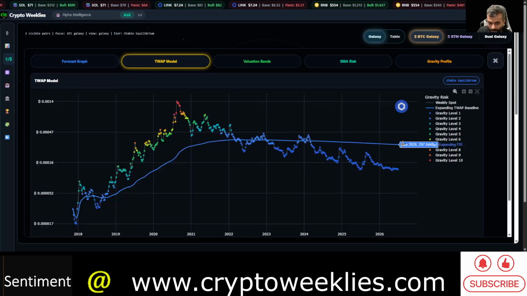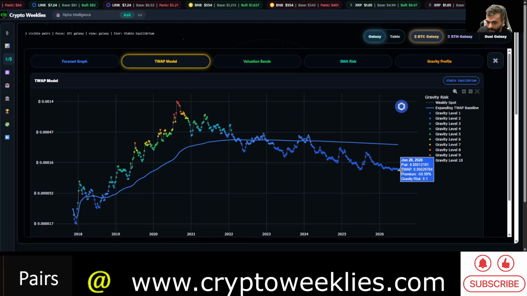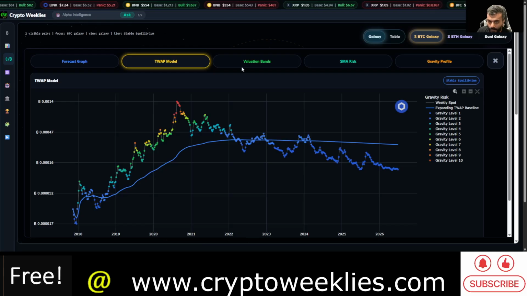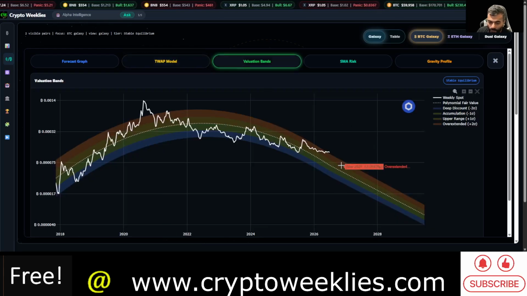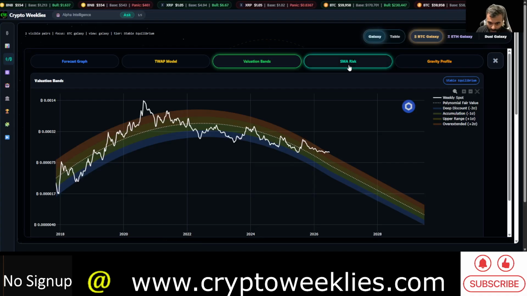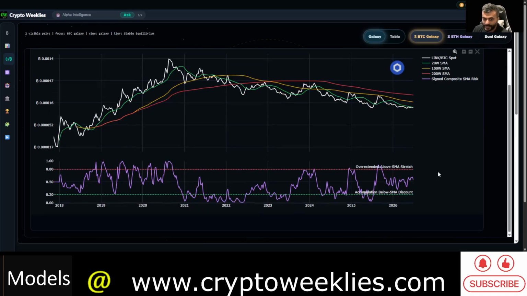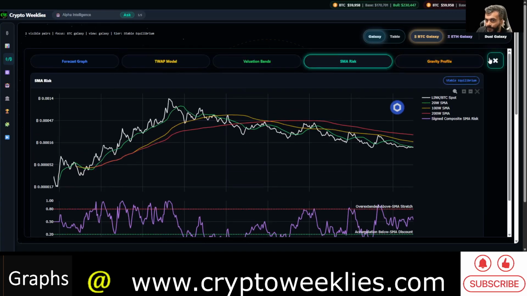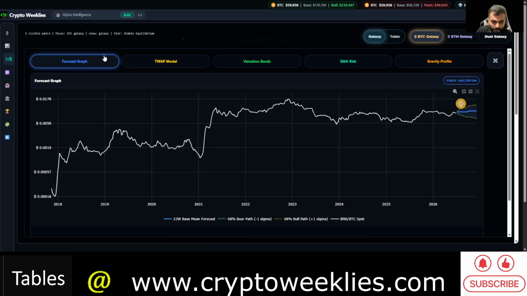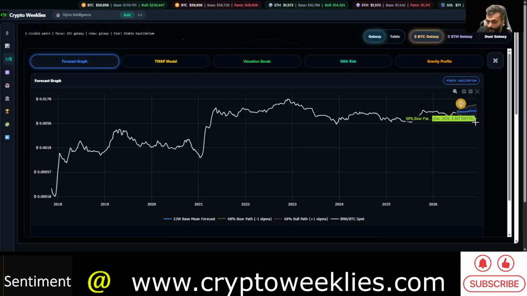Time weighted average price in terms of Bitcoin valuation is at much lower territory in risk level 1. Gravity risk is only 0.1. Valuation band has more or less not been that helpful for Link at this point. The SMA valuation is again at the midpoint between the overextended and accumulation territory. For BNB, it's actually making a new series of higher highs and higher lows, and the forward projection is slightly bullish.